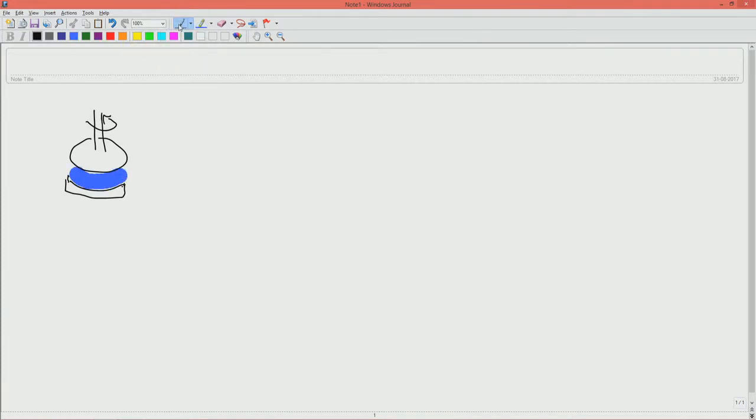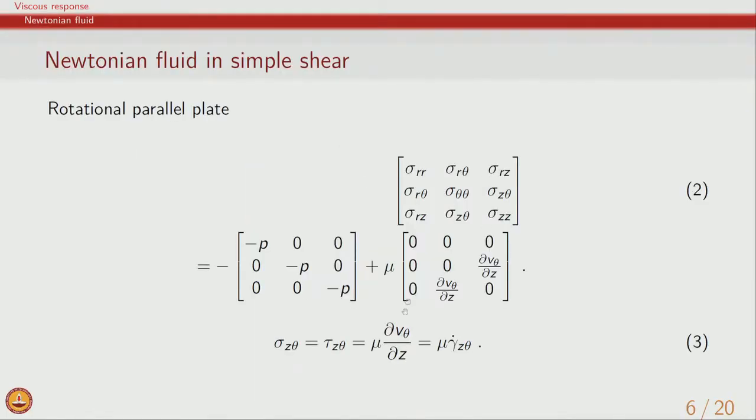And so, since we have this simple shear flow, we have velocity in the theta direction and it is only a function of z. Therefore, the only component of velocity gradient which will be most relevant in this case is del v theta by del z, and that is what we have stated here. The total stress tensor for a Newtonian fluid will be pressure, which is uniform everywhere, and then the viscosity times the velocity gradient.